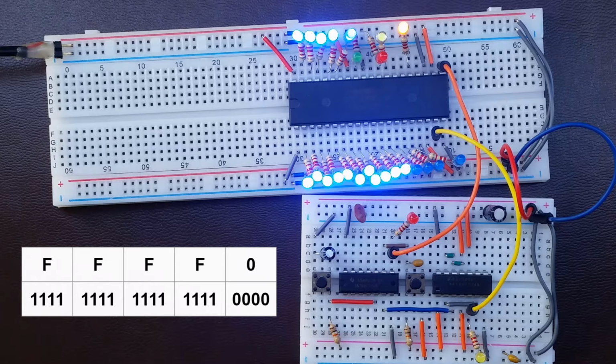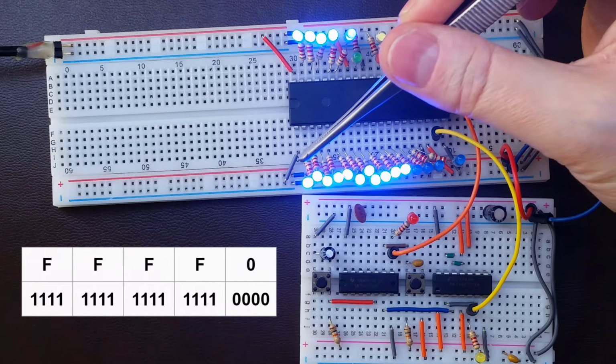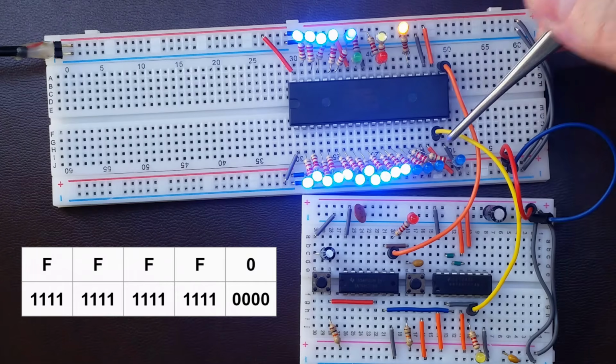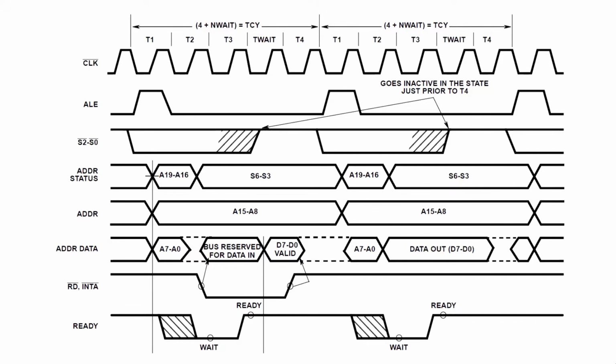hexadecimal, which is in binary 16 ones and the least significant 4 bits 0. Let's see, we have 5 high states here. 6, 7, 8, 9, 10, 11, 12, 13, 14, 15, 16 ones, and the least 4 are zeros. So there you go. Our CPU 8088 tries after the reset to fetch the first machine code for the first instruction from the address FFFF0.